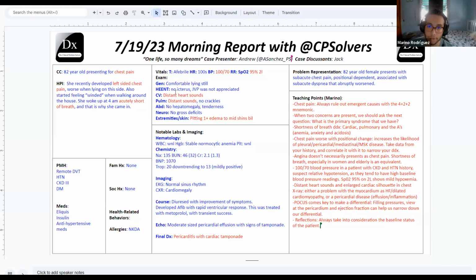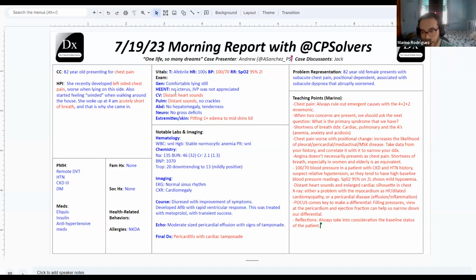But we also took into consideration that we had data before that this patient had risk factors for pericardial disease or acute coronary syndrome, and we used that as a key to narrow down our differential to either a cardiac cause or a pleural mediastinal cause.